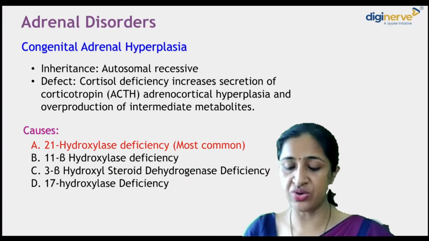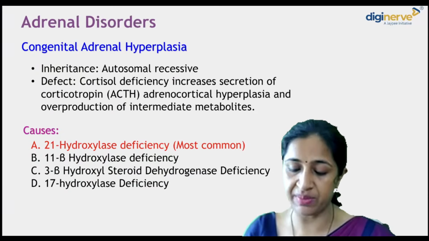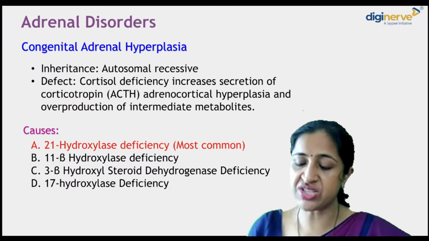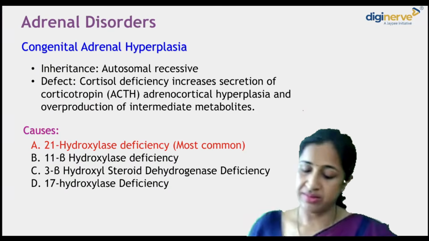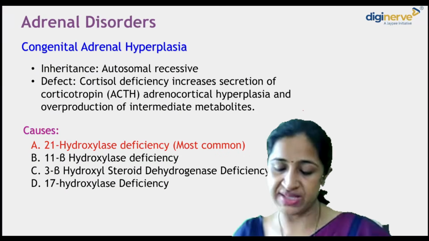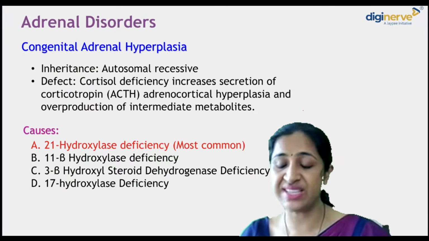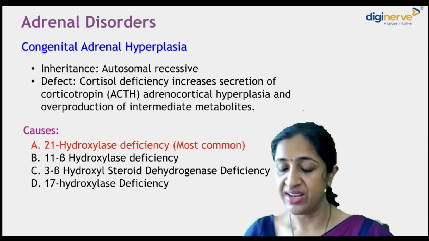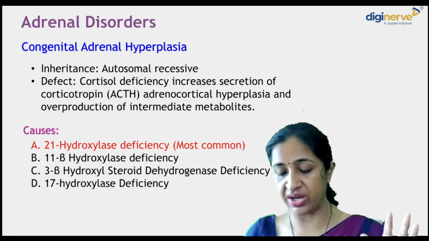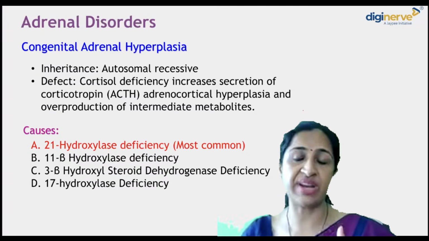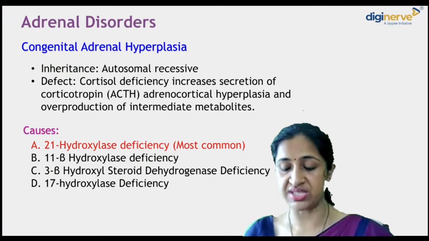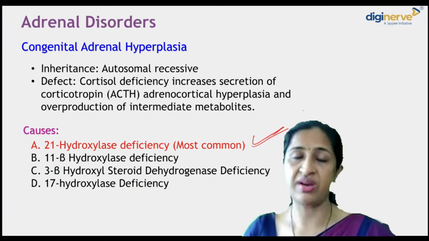Now, adrenal disorders. Most important is the congenital adrenal hyperplasia. The inheritance is autosomal recessive. Defect, it's a cortisol deficiency that increases the secretion of ACTH, and this adrenocortical hyperplasia results with production of intermediate metabolites. So the enzymes which are deficient are 21 hydroxylase, 11 beta, 3 beta and 17 alpha hydroxylase. Most common is the 21 hydroxylase deficiency.